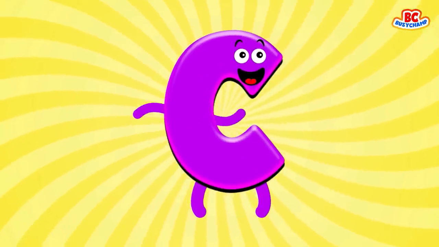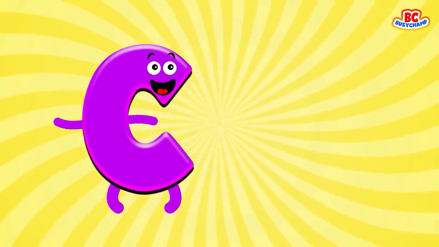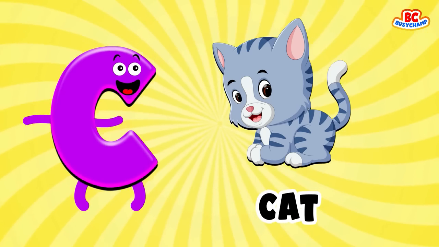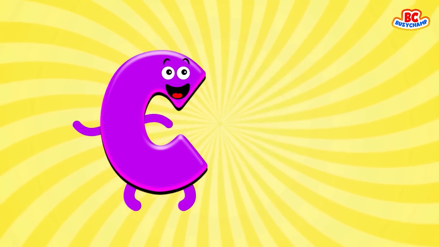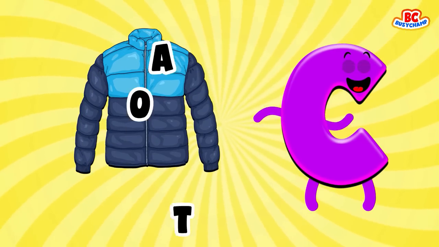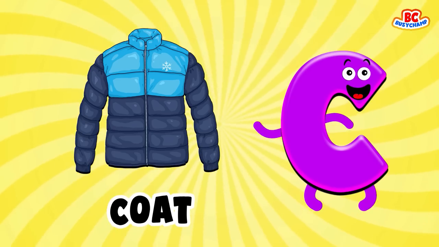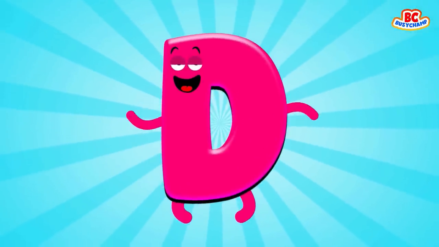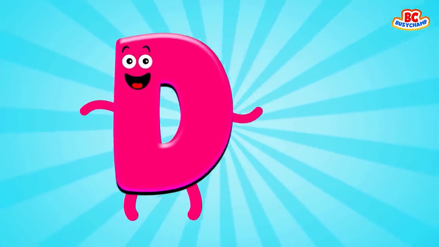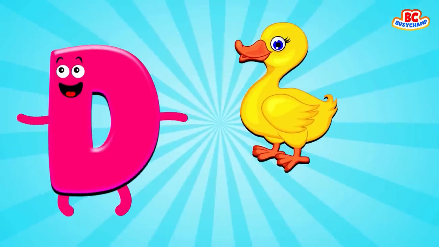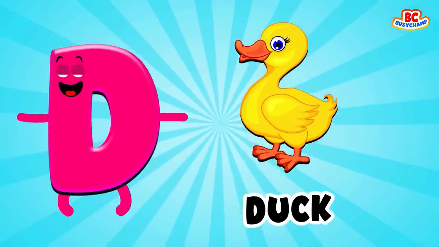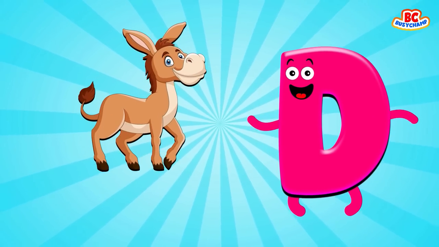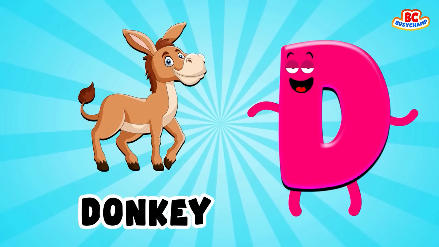Here comes the letter C. C. C says cat. C says coat. Here comes the letter D. D. D says duck. D says donkey.